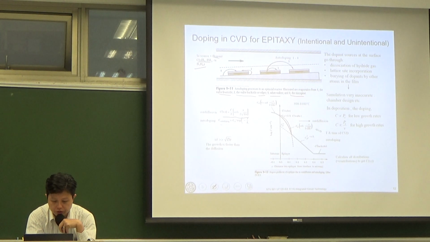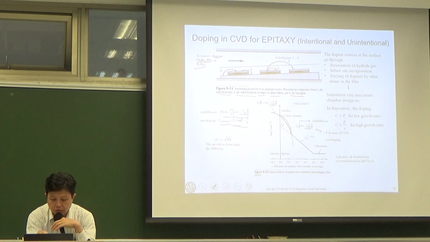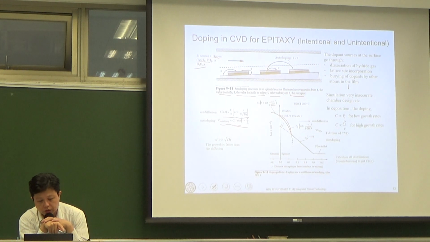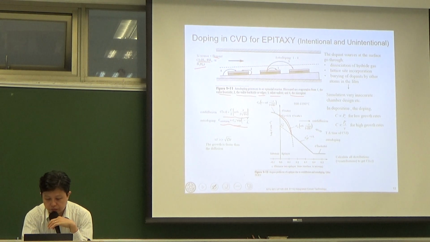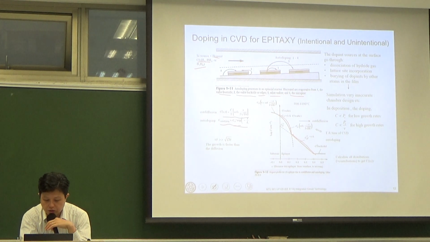And also we have this auto-doping, which will be coming from these four ways as shown in these figures. So this is the doping profile from auto-doping, and this is the back side.